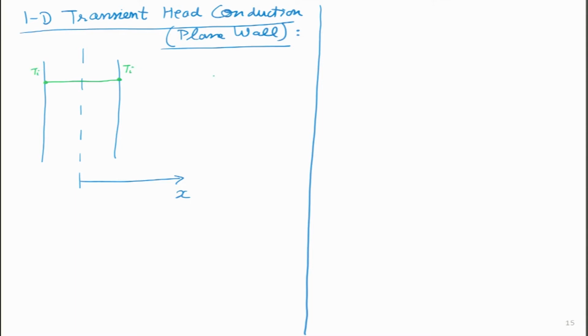On both sides of the wall it is surrounded with air at temperature T infinity, and the heat transfer coefficient h. On this side also it is the same. So, we can apply the symmetry boundary condition, because the solution will always be symmetrical, and we have taken it in such a way that our air is much colder than the wall's initial temperature. So, Ti is much greater than T infinity.